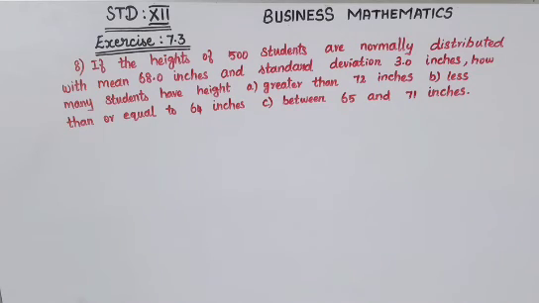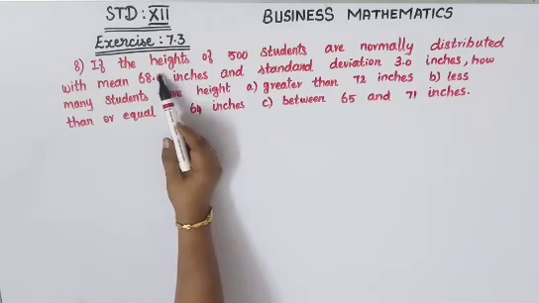Standard 12th Business Mathematics Exercise 7.3, 8th question. If the heights of 500 students are normally distributed with mean 68.0 inches and standard deviation 3.0 inches, how many students have height, first, greater than 72 inches, second, less than or equal to 64 inches, third, between 65 and 71 inches. So the question is about the height of the students.